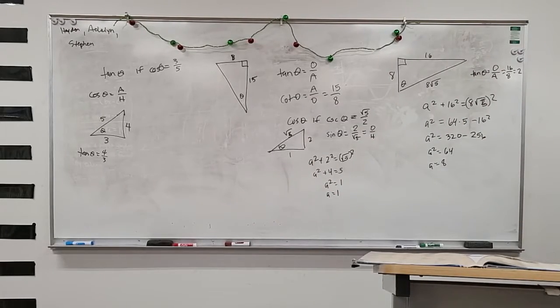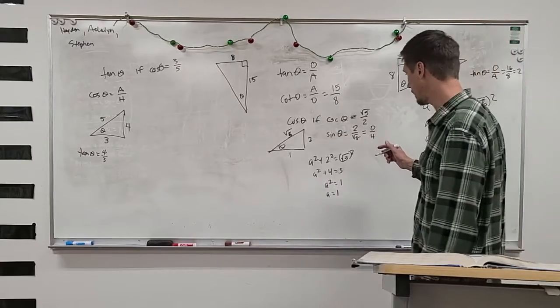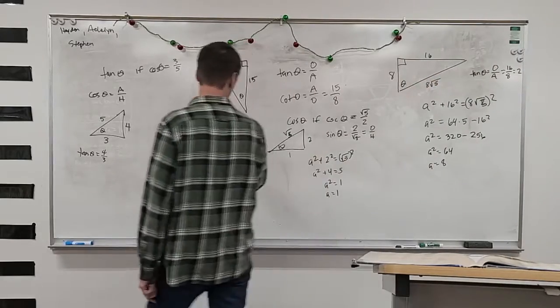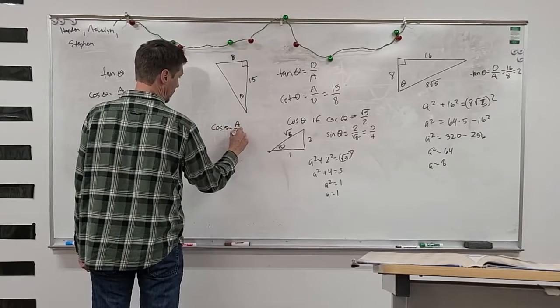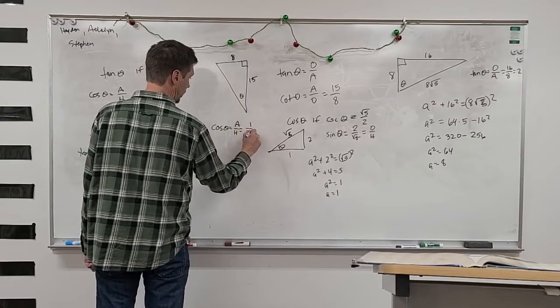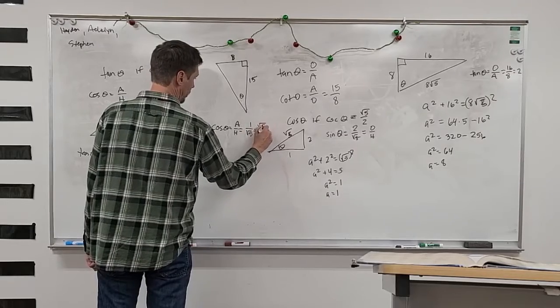And so then to figure out the cosine, it's 1 over square root of 5. Okay, I glanced at the answer a minute ago and I was like, that's not the answer that I see, but this is right. So cosine of theta then equals adjacent over hypotenuse, which is 1 over square root of 5, which equals square root of 5 over 5.